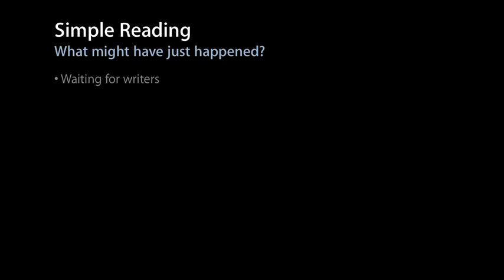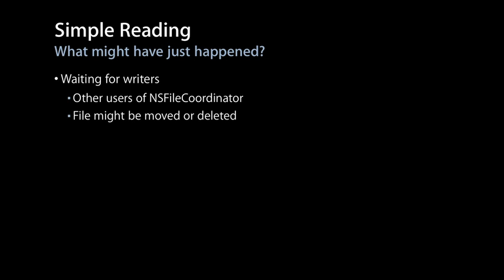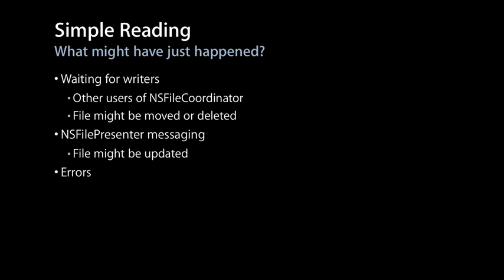So what might have just happened as we were trying to do that reading? Well, we may have had to wait for other writers. Say, for example, iCloud may have been trying to write to that file. We would have had to wait for that writing to finish. The file might have been moved or deleted, and we would have to be able to handle that circumstance. There would have been NSFilePresenter messaging going on. We'll talk more about that in a bit. And there may have been errors that we needed to handle. For example, a file presenter might have had trouble updating.